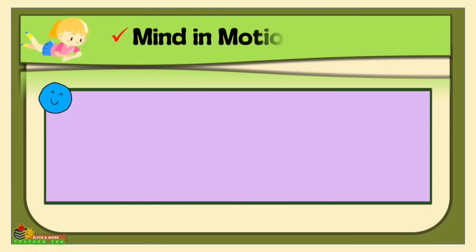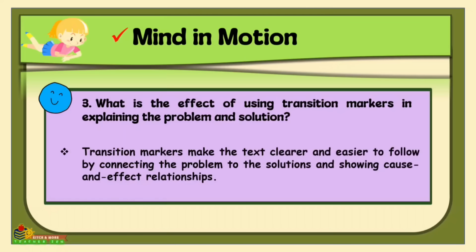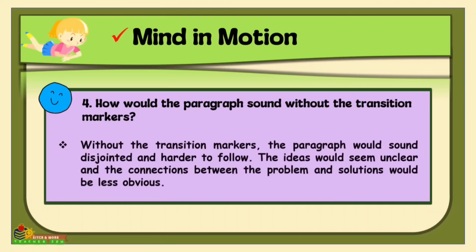Third question, what is the effect of using transition markers in explaining the problem and solution? Transition markers make the text clearer and easier to follow by connecting the problem to the solutions and showing cause-effect relationships. How would the paragraph sound without the transition markers? Without the transition markers, the paragraph would sound disjointed and harder to follow. The ideas would seem unclear, and the connections between the problem and solutions would be less obvious.